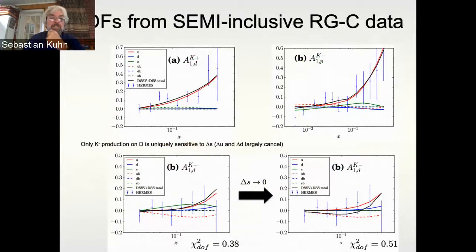I don't know whether this will answer your question, but one of the things that seem to be more sensitive to strange quarks is K-minus production off the deuteron. So that's just a pitch for why we want to also keep the statistics on the deuteron as high as possible. Yes, that is the same idea HERMES followed.